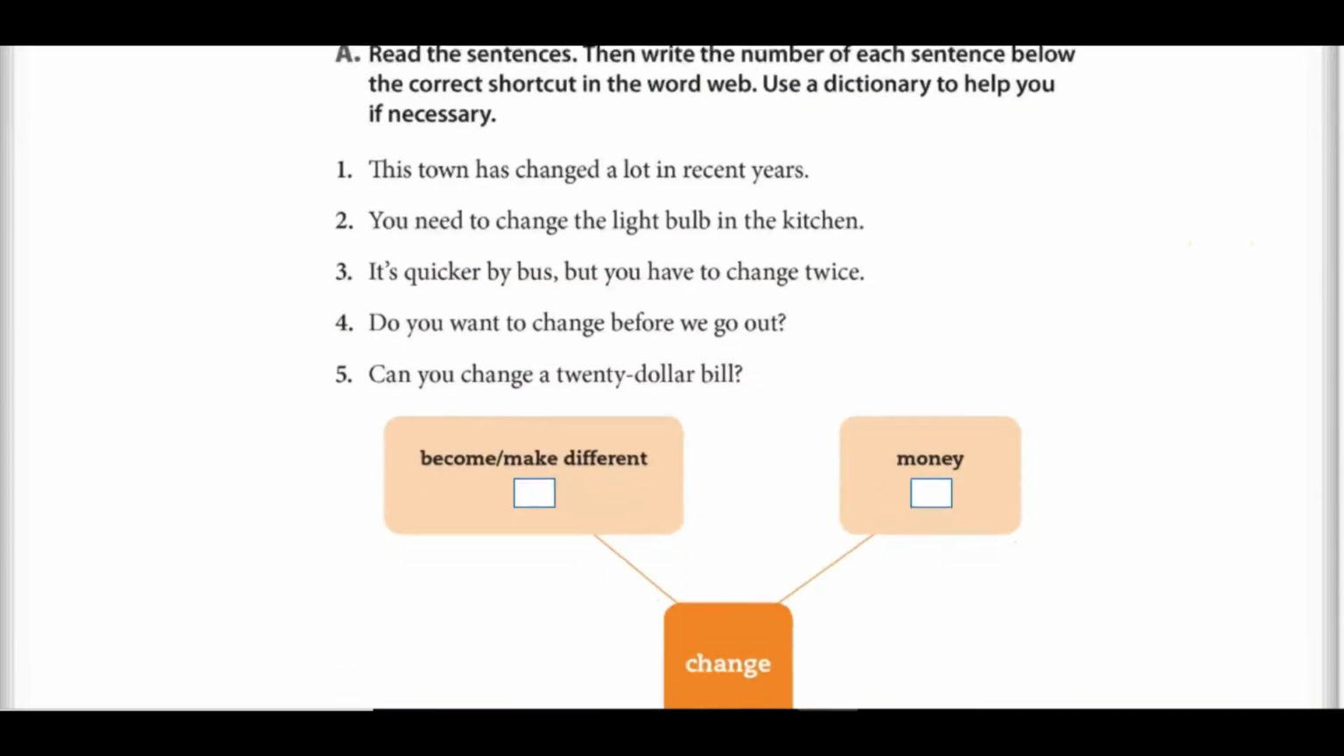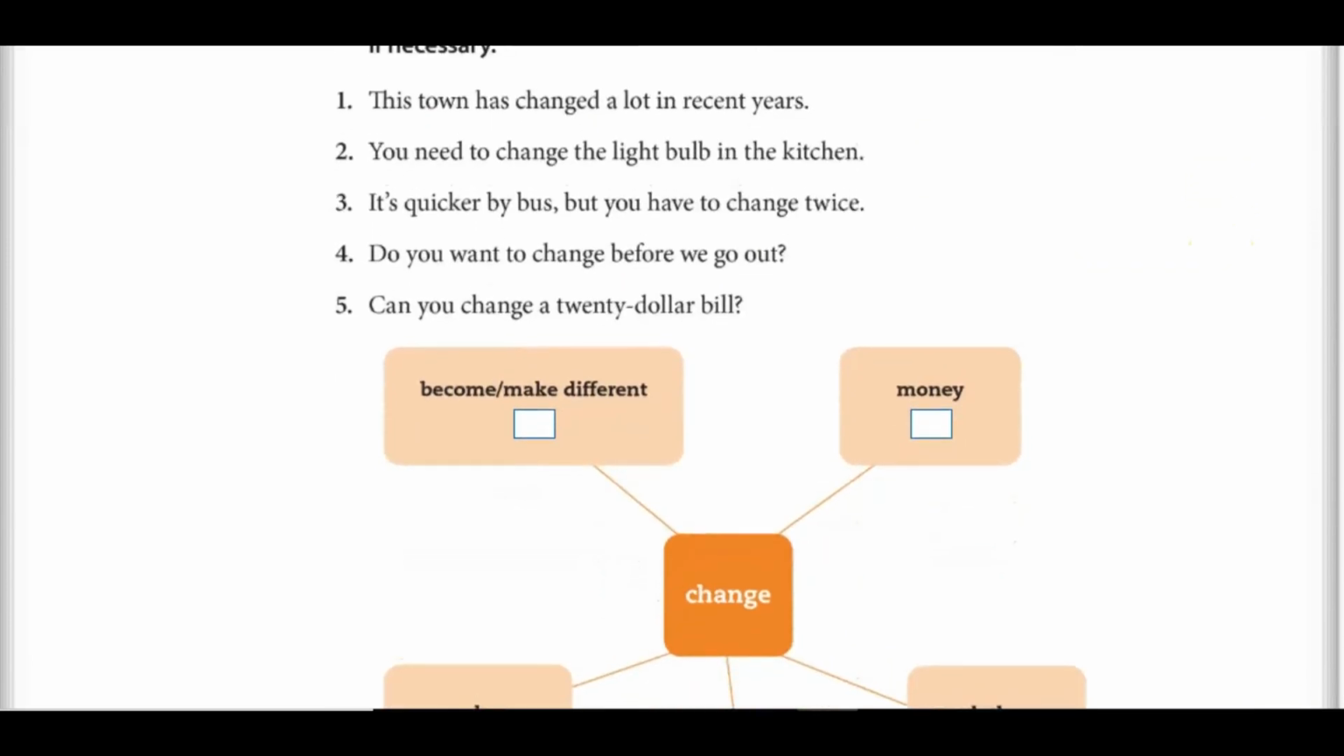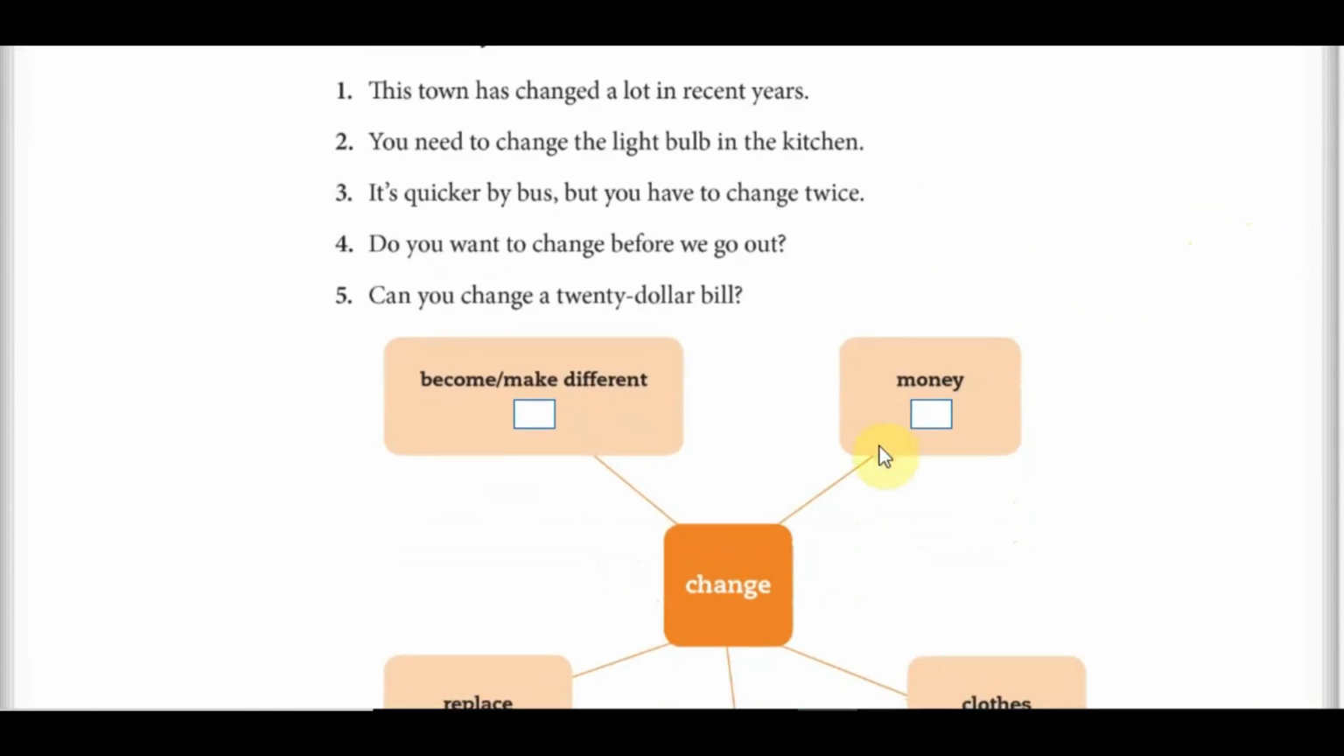Now, we have some sentences for you to try. This town has changed a lot in recent years. The main word we're looking for is change. What is the meaning of change in these sentences? You need to change the light bulb in the kitchen. It's quicker by bus, but you have to change twice. Do you want to change before we go out? Can you change a $20 bill?